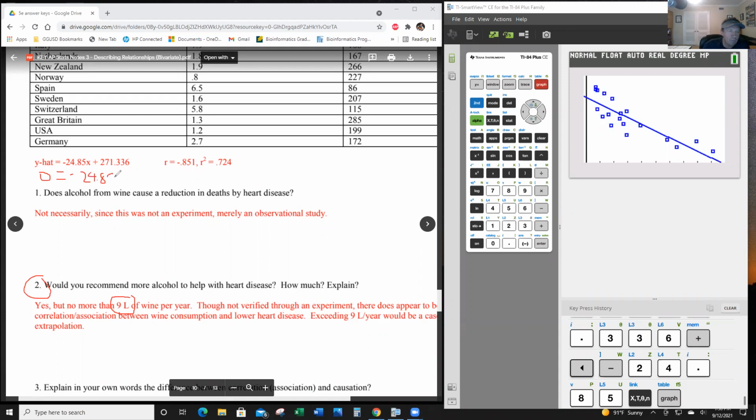24.85, right? X plus 271.336. If you put 0 in for that, 0 means we're trying to just get rid of it. 0 is down here. So really what I want to know is what this number is. And it's 1, 2, 3, 4, 5, 6, 7, 8. Looks like it's about 9 or 10 somewhere. That's what I did.